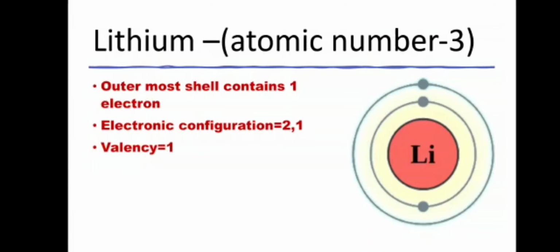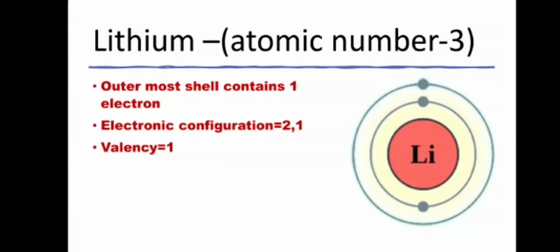Next we will go to lithium. Lithium is the third element, atomic number 3. What is the electronic configuration and what is the valency? For that, see how many shells are there. The K shell can contain 2 electrons. After that it cannot accommodate any more electrons, so it will go to the next shell.